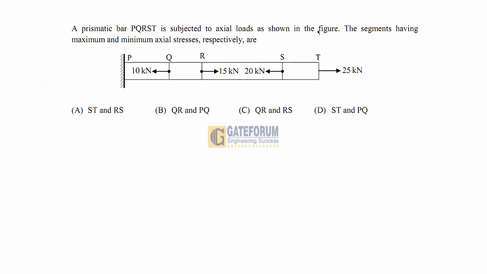This question is from the topic strength of materials, from the subtopic axial loading. A prismatic bar PQRST is subjected to axial load. The segments having maximum and minimum axial stresses are dash. So segments which are suffering maximum stress. If I consider the ST segment, the active load on the ST segment is 25 and 25.